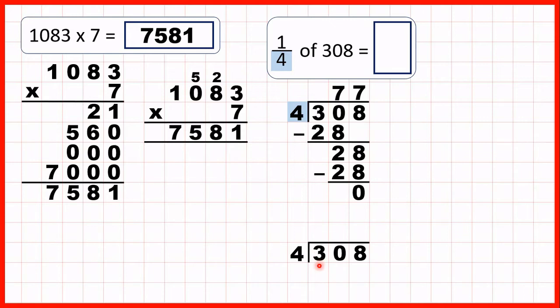We could also use short division here. Again, if we do 3 divided by 4, that's just going to be 0 remainder 3. So if the first number is less than the number that you're dividing by, it's good to take the first two digits together. So 30 divided by 4 is 7 remainder 2, because 7 times 4 is 28, but then we need 2 more from 28 to get to 30. Now 28 divided by 4 is 7, because 7 times 4 is 28, so our answer is 77.